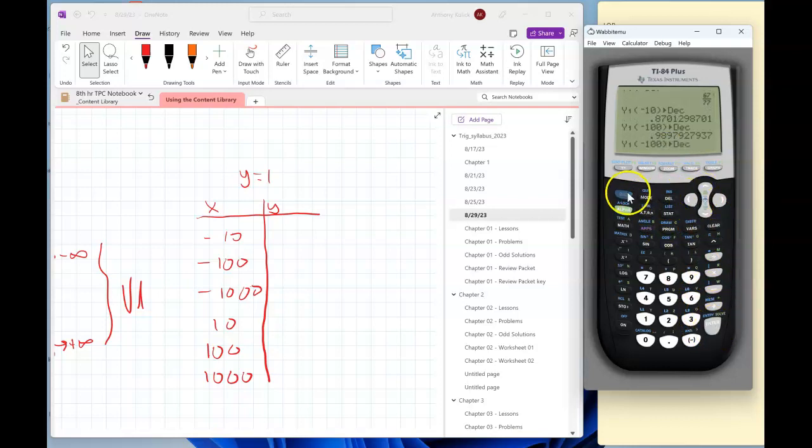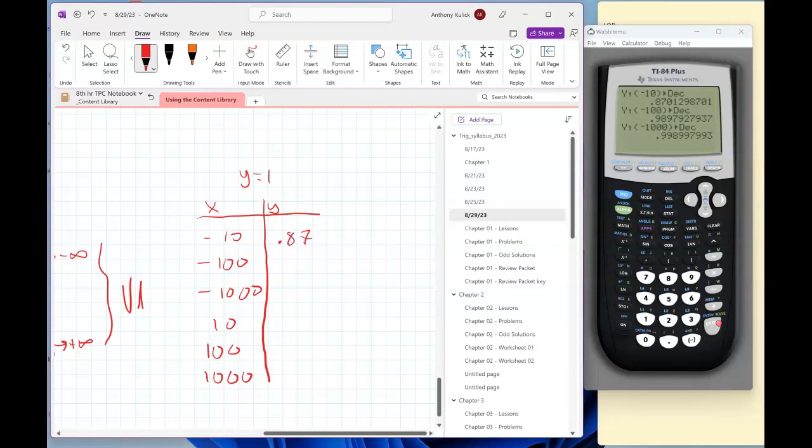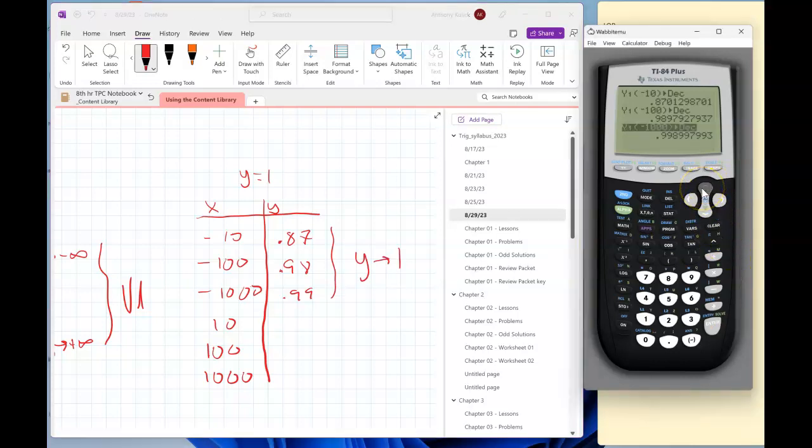And I'm going to do the same thing again. Insert and add another 0 in. So those are those values. So it looks like we're heading towards 1 there. And then we'll do the same thing here. Oh boy. Let's do this one.